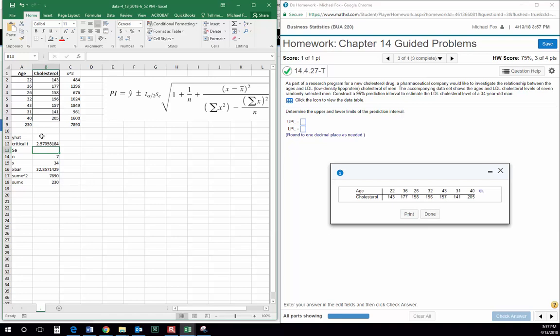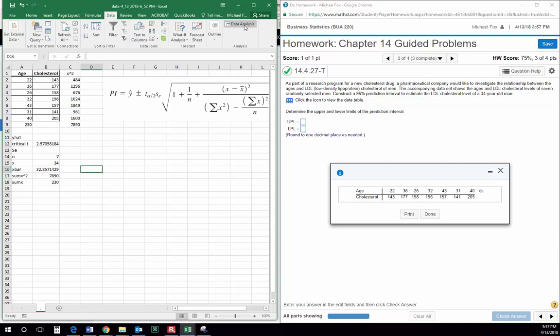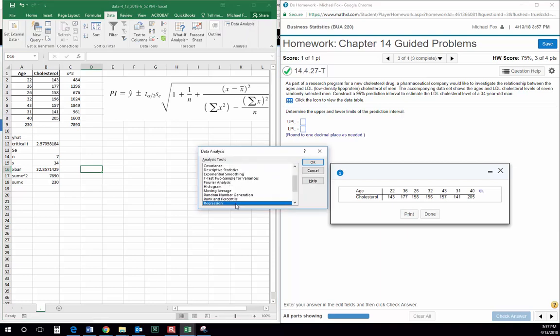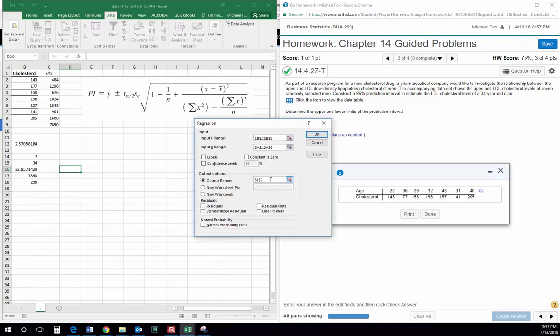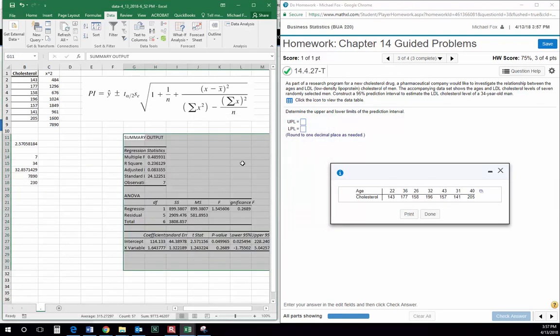And then our y hat and our standard error, we're going to need to do some more work. So I'm going to go ahead and use the data tool. Click on data analysis, choose regression, hit OK. I want my Y input range to be Y, my X input range to be X, and I want my output range, we'll just put it right over here. So there's our regression output.